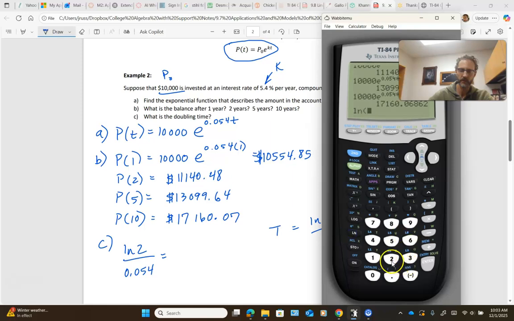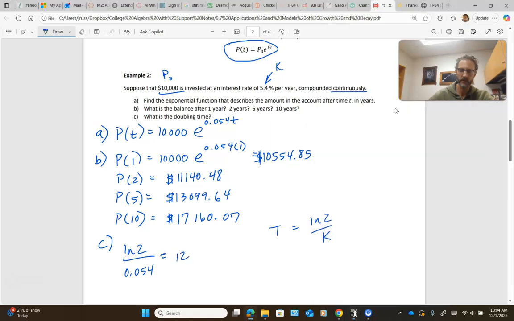Alright, so I'm just going to plug this in. So the natural log of 2 divided by 0.054, the rate. And this makes sense. After 10 years, we've got about 17,000. So to the nearest tenth of a year, this would be about 12.8. So roughly 12.8 years, our investment will have doubled in value.